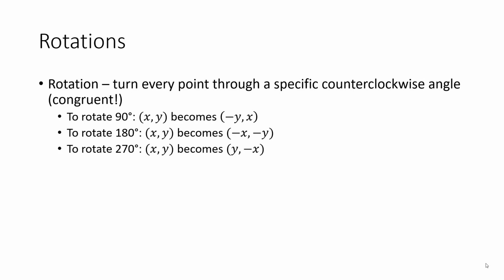We're going to focus mainly on three main rotations: a 90 degrees clockwise rotation, a 180 degree rotation, and a 270 degrees counterclockwise rotation. When we rotate 90 degrees, the point is going to change from (x, y) to (negative y, x). They switch places and the y becomes negative on a 90 degree rotation. When we rotate 180 degrees, it's going to be (negative x, negative y).